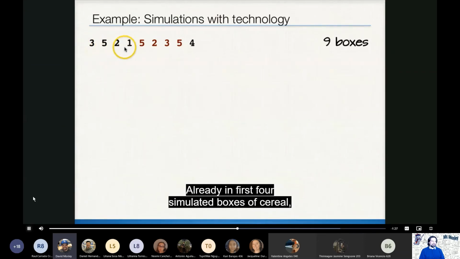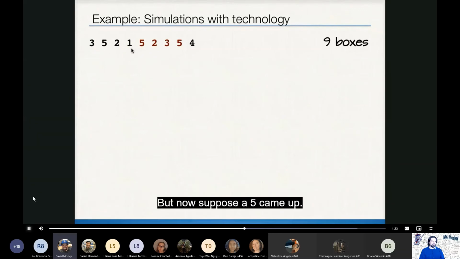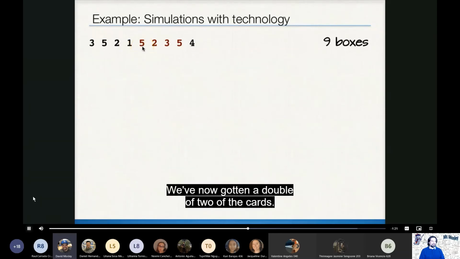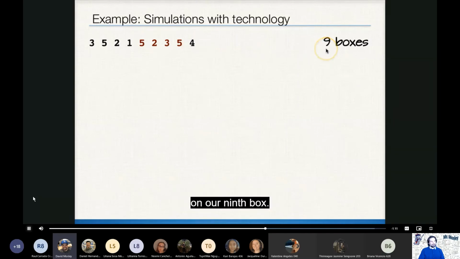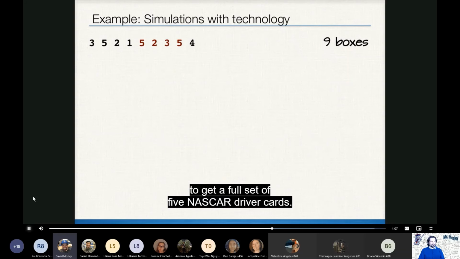Already in the first 4 simulated boxes of cereal, we've gotten 4 of the different drivers. But now suppose a 5 came up. We've now gotten a double of one of the cards. 2, 3, and 5 were already drawn, and finally we get a 4 on our 9th box. So in this repetition, it took 9 boxes to get a full set of 5 NASCAR driver cards.